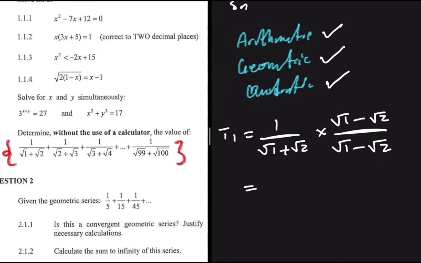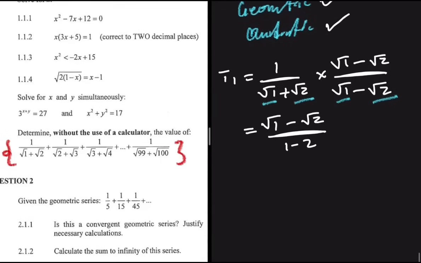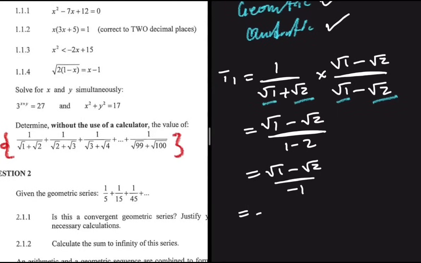So if we compute that, you're going to get T1 being equal to square root of 1 minus square root of 2 divided by, now I want you to see something. So we have square root of 1 plus square root of 2 multiplied by square root of 1 minus square root of 2. So that is a difference of 2 squares, right? So we're going to have 1 minus 2 in the denominator, right? And then we're going to get square root of 1 minus square root of 2 divided by minus 1. If you compute that, you're going to get minus square root of 1 plus square root of 2. So this is T1, right?